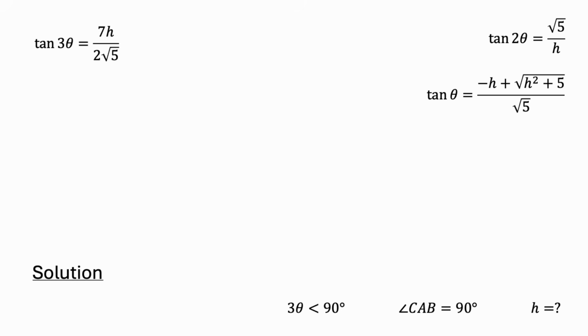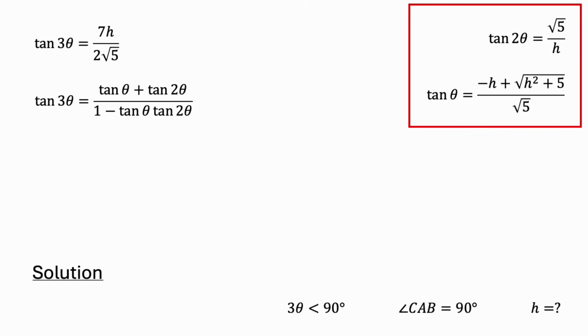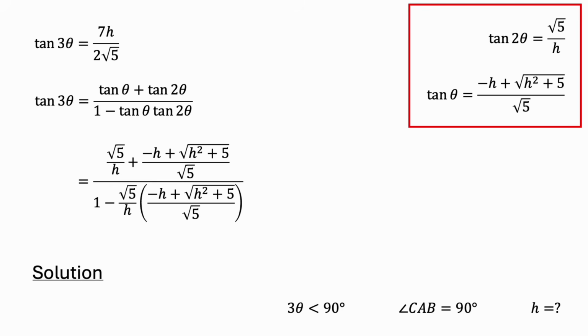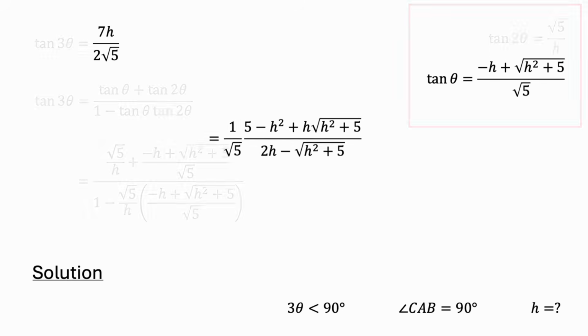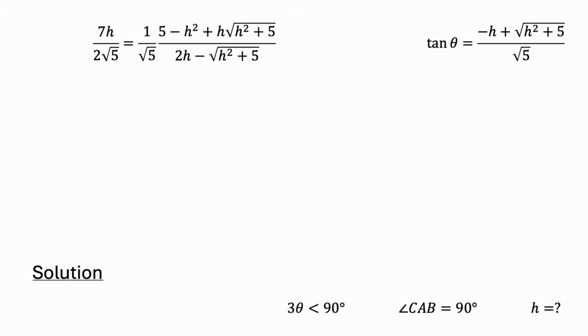Following this, recall the identity tan 3θ equals tan θ plus tan 2θ over 1 minus tan θ tan 2θ. Substituting the expressions for tan θ and tan 2θ into the expression for tan 3θ, and then simplifying, we obtain 1 over √5 times 5 minus h squared plus h times the square root of h squared plus 5, over 2h minus the square root of h squared plus 5. Equating the two expressions for tan 3θ, we observe that √5 cancels out.